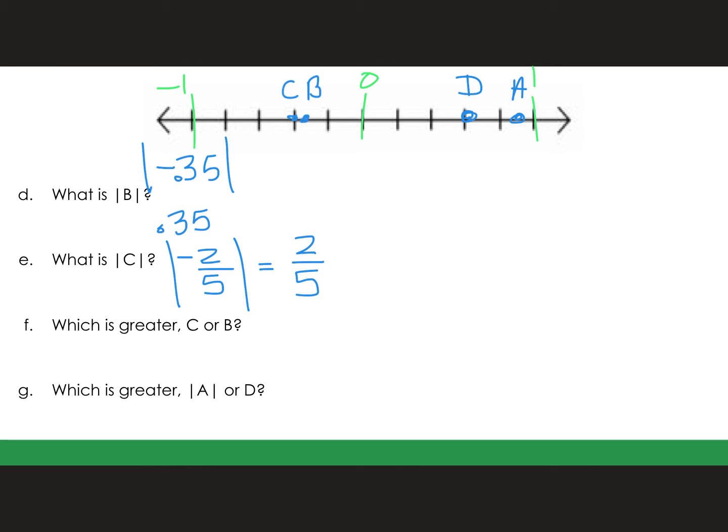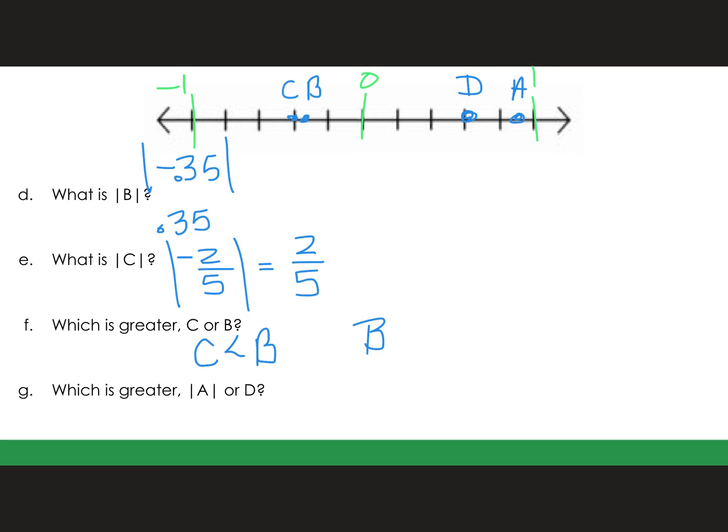Which is greater, c or b? And remember, the point that is farther to the right is bigger. So c is less than b, or b is greater than c. So b is greater. Which is greater, the absolute value of a or d?